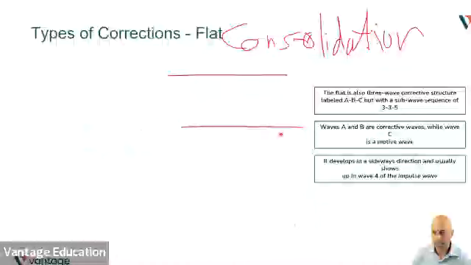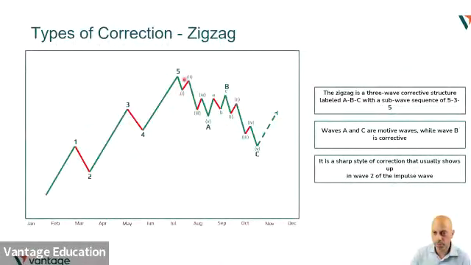Whereas for the zigzag, it's much more straightforward. It's just 1, 2, 3, 4, 5, ABC, and then 1, 2, 3, 4, 5 again.